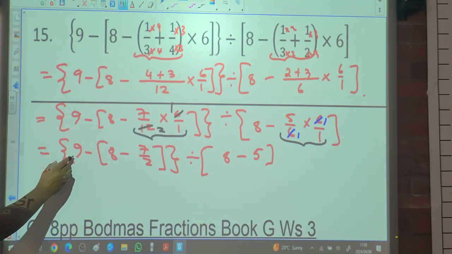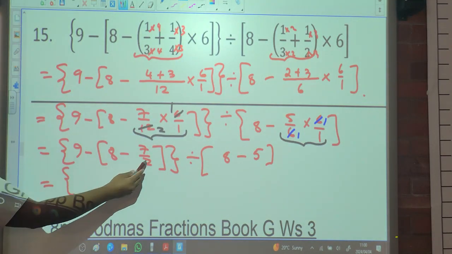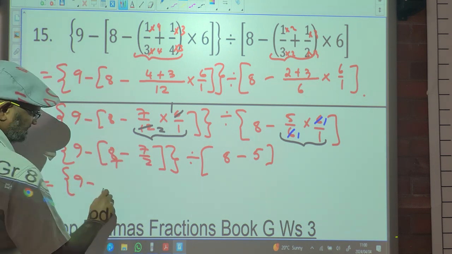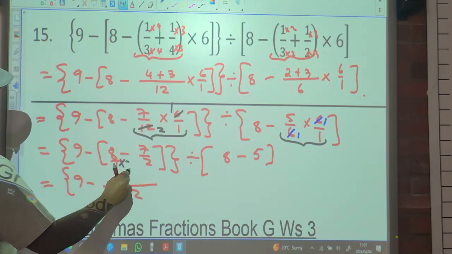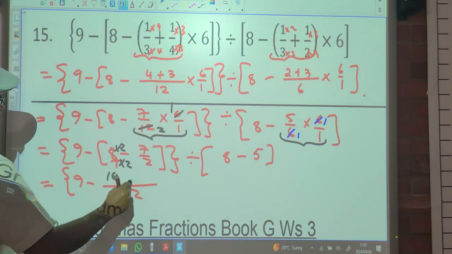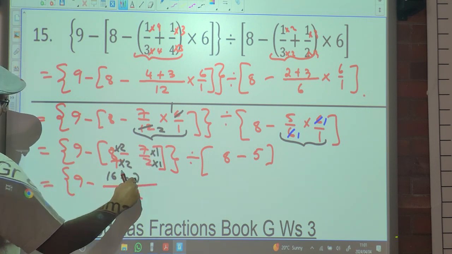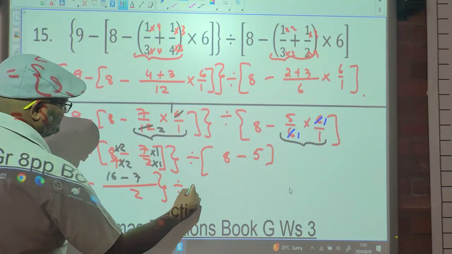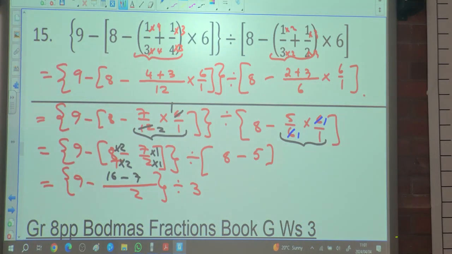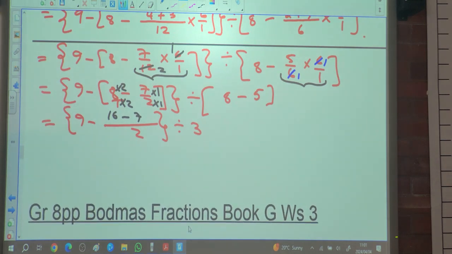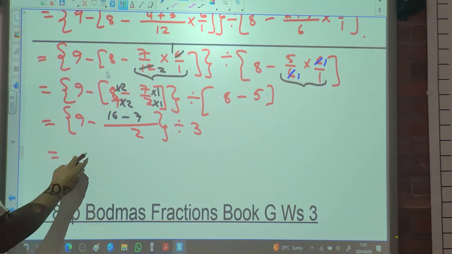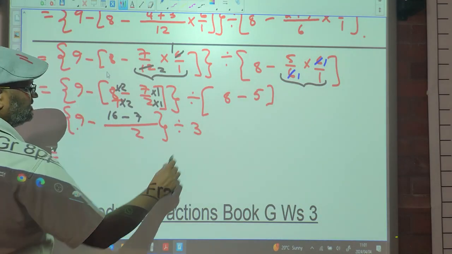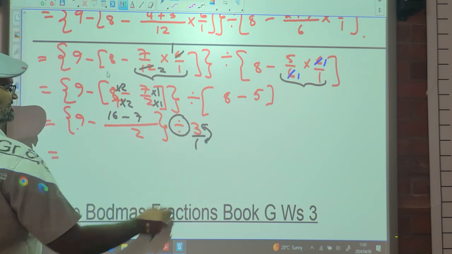So that will be, what's your LCM inside this bracket? 2. So it's 9 minus 2. So I'll multiply that by 2 and then you get 16 minus 7. And 8 minus 5 is? Which now gives us, what's my LCM, oh, before that, 16 minus 7. What's 16 minus 7?